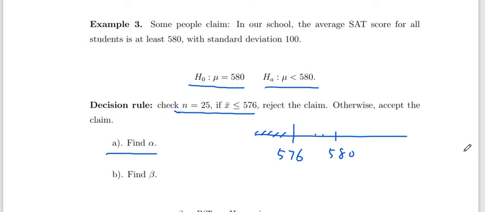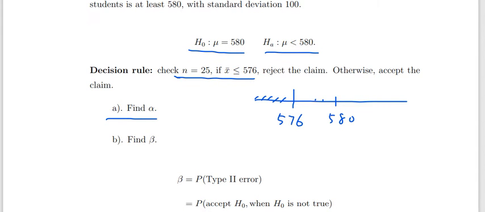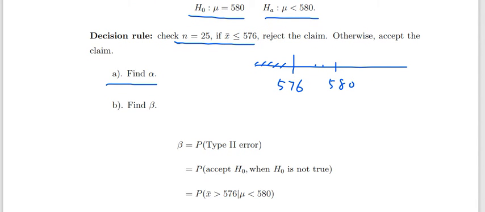So let's check beta. Suppose we want to find beta. What is beta? Beta is the type 2 error. By now we remember, we just accept the claim at the first step, but their claim is wrong. So we accept H0 when H0 is not true.